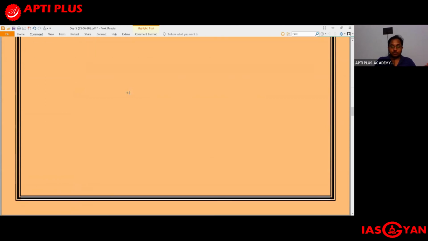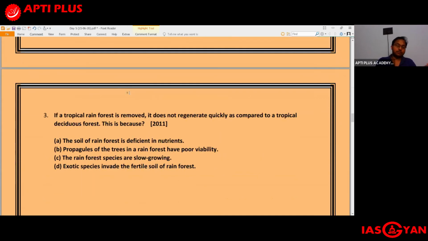So moving on to the third question, which is also from 2011, and this question says that if a tropical rainforest is removed, it does not regenerate quickly as compared to a tropical deciduous forest. What is the reason behind it? A. The soils of rainforest are deficient in nutrients. B. Propagules of the trees in the rainforest have poor viability. C. The rainforest species are slow growing. And D. Exotic species invade the fertile soil of the rainforest.